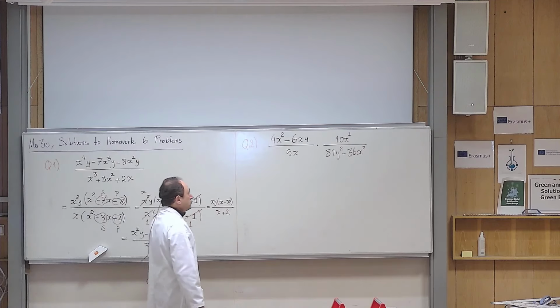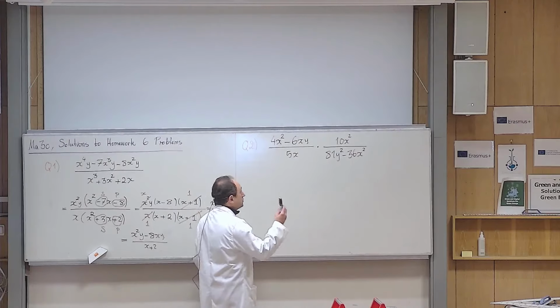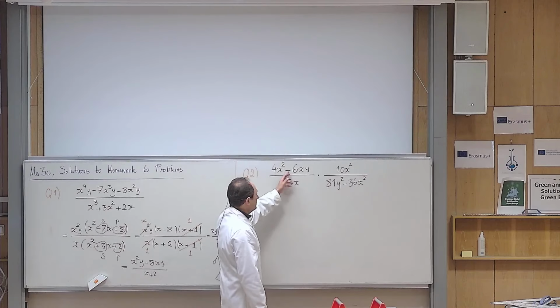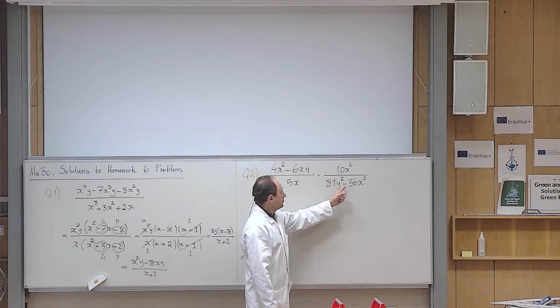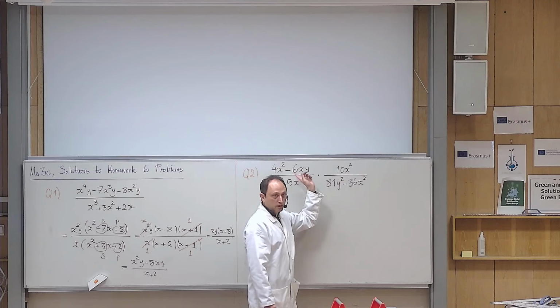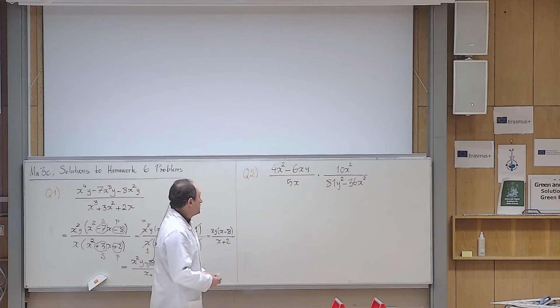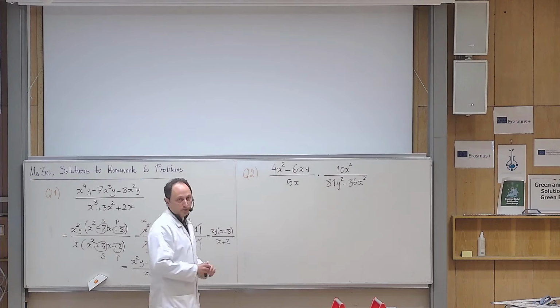So as I told you, when you want to multiply, two types of simplifications are allowed. Simplification in a vertical manner and simplification in a cross manner, a numerator with a denominator of any one of the other ones, okay? So in order to do that, again, you have to factorize.